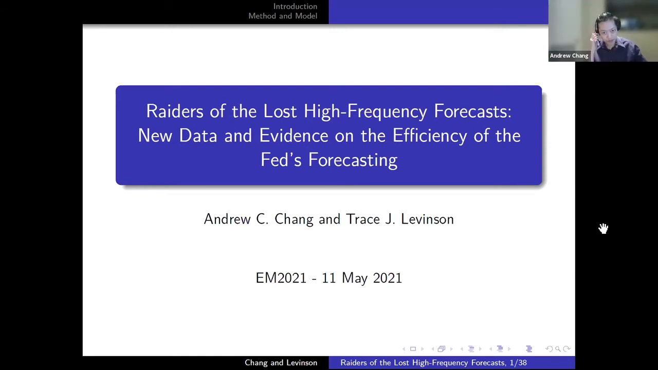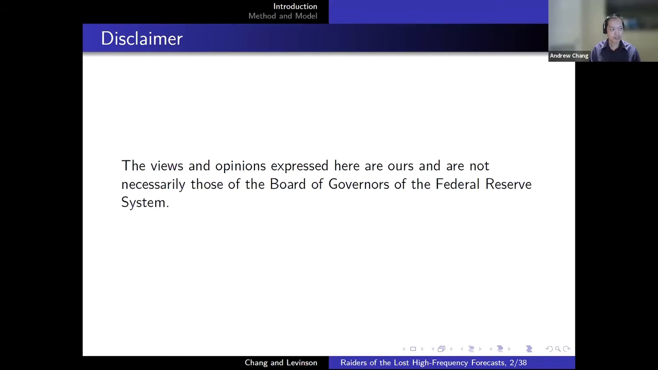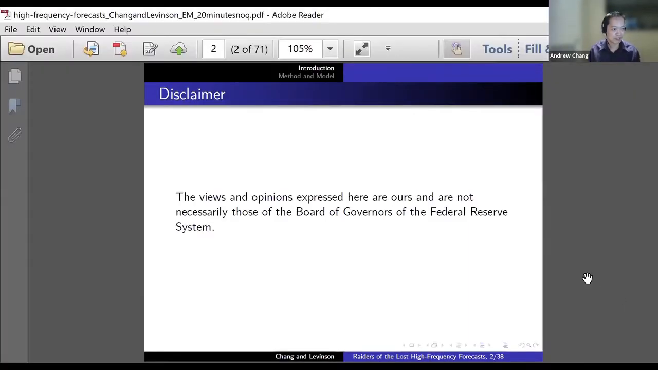So this is a joint paper with a former RA of mine, Trace Levinson, when he was working at the Fed with me. So I still work at the board. So of course the usual disclaimer applies.